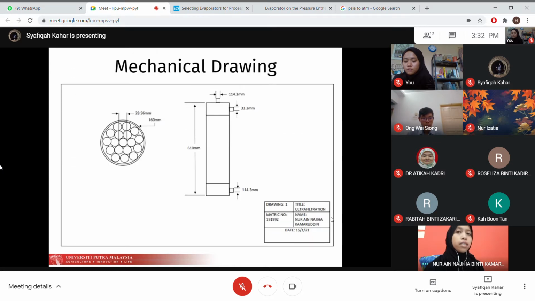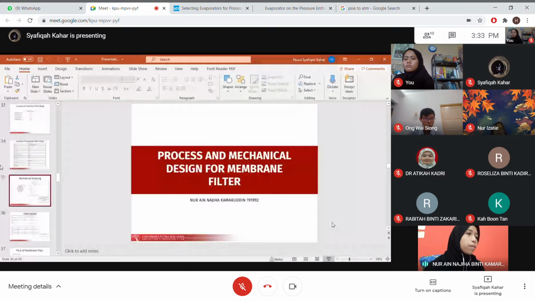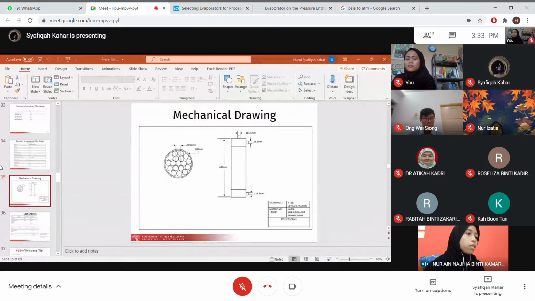Okay, next. This is the mechanical drawing of membrane filter. The measurement is obtained from the summary of membrane filter design just now. So the length is 0.6 meters, and then the diameter of tube is 0.23 meters.